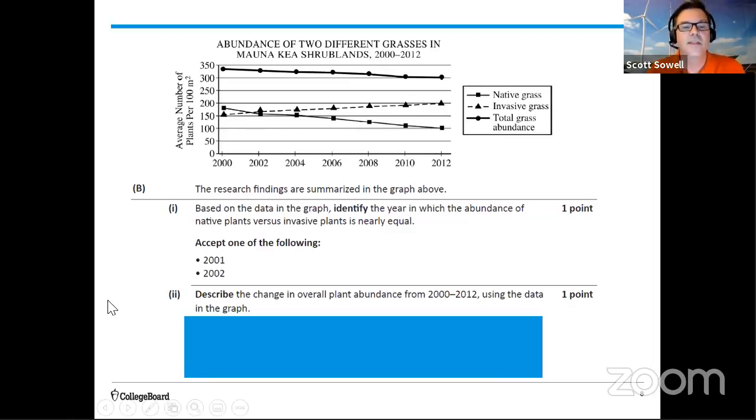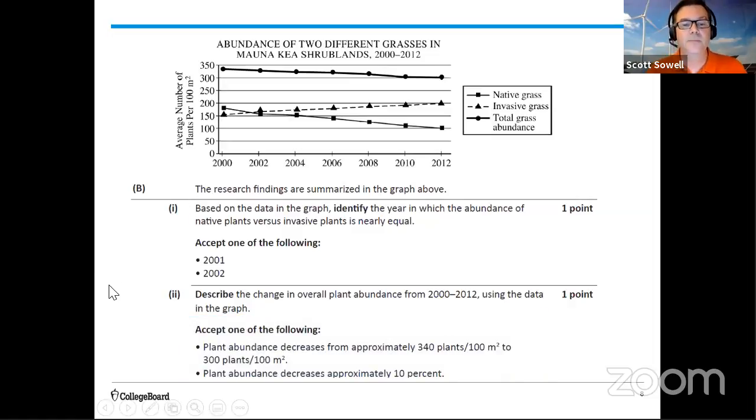Little advice. Then the next one says describe the change in overall abundance. So overall abundance is this one right here. So it's going from around 340 down to about 300. Again, this word is important. It says describe, not identify. Identify might be, it goes down. But describe, well, you need a little bit more of a description there. So you could say something like the plant abundance decreases from approximately 340 plants per square 100 meters down to 300, or you might say it decreases approximately 10%. So again, you're providing some description of the change, not just saying it went down.